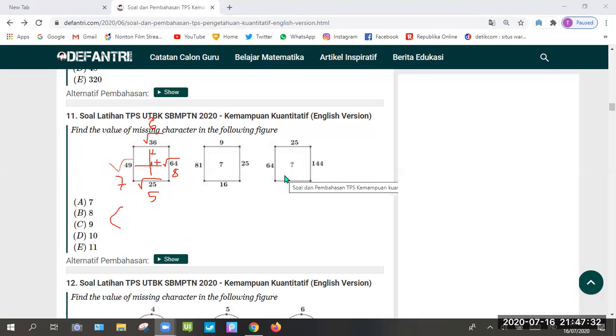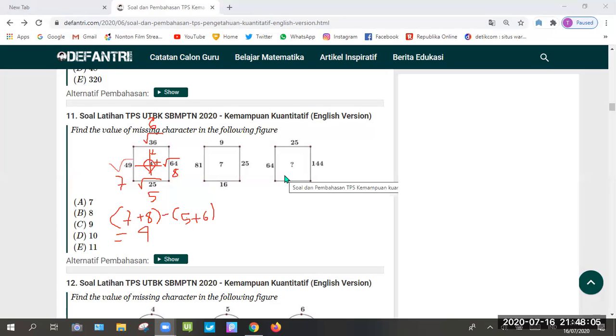So 7 plus 8 minus 5 plus 6 is 4. Okay, get it?